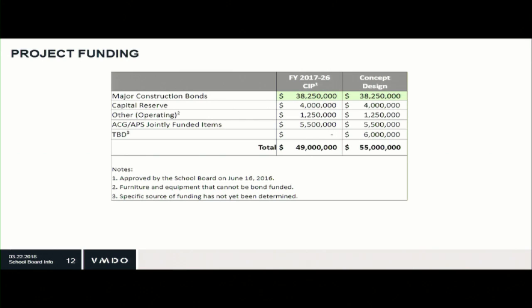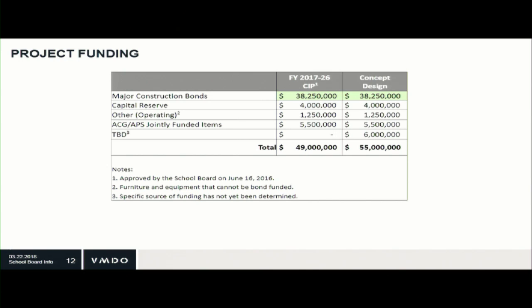We're still working through this process. We don't have a specific source of funding yet determined for that $6 million. As we proceed through the CIP process, the board can evaluate available options for funding this $6 million. In addition, I believe part of the charge to the staff and to the BLPC will be to try to ensure that the project doesn't come in at $55 million, that it comes in at something less than that.